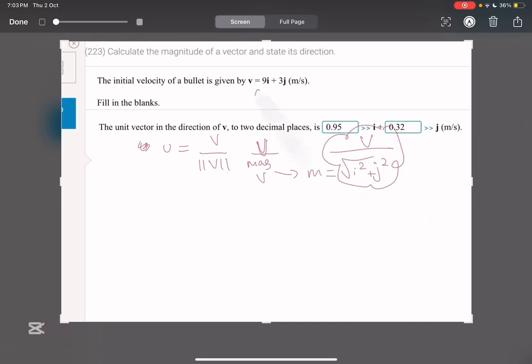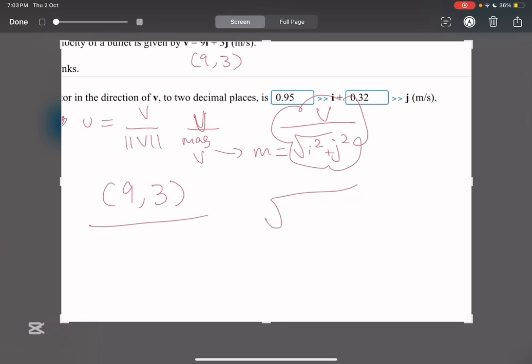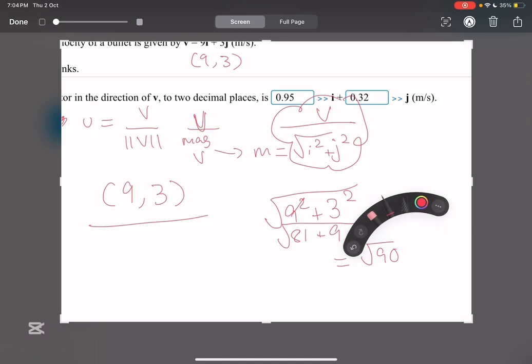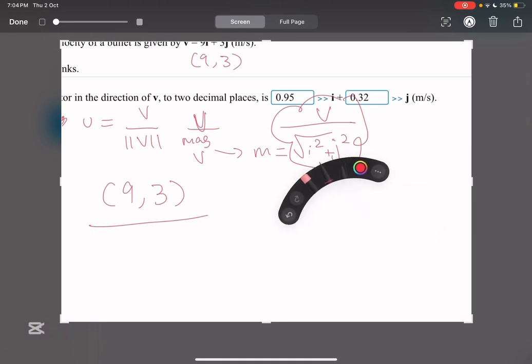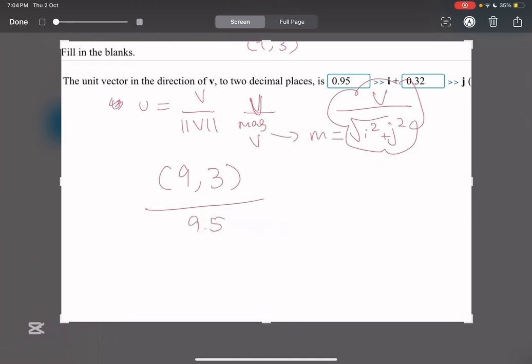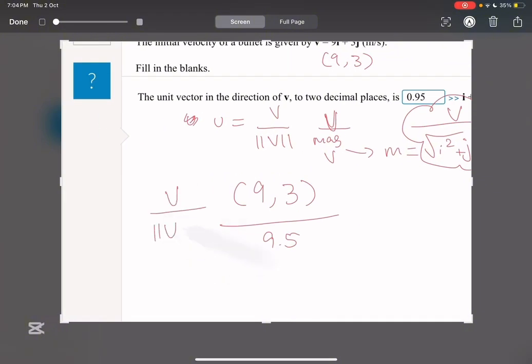So they give us v, it's 9 and 3. So we're going to do 9 and 3 over the magnitude, which we need to find. So we're going to do radical 9 squared plus 3 squared, and you get radical 81 plus 9, so radical 90. So it's going to be 9.5. Okay, so the magnitude is 9.5. So we're going to do it over 9.5. Okay, so this is v over the magnitude.